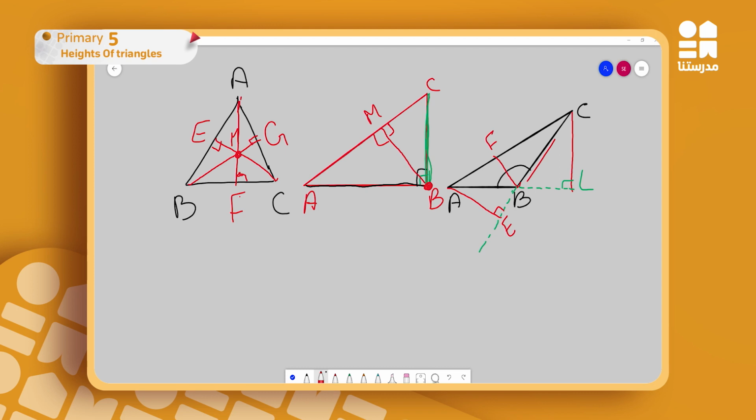I want to know the point that they will meet at. So here I will extend the altitude BF, then I will extend the altitude CL, then I will extend the altitude AE, and if you notice, they all meet at this point, the point M, which is outside my main triangle, which is ABC. Now let's move to the exercises.